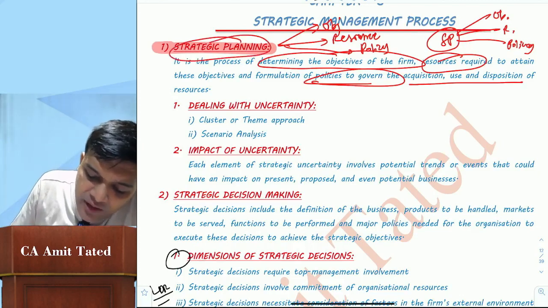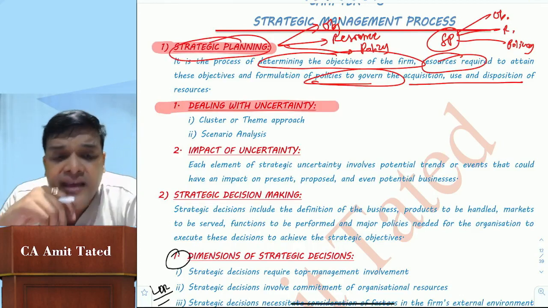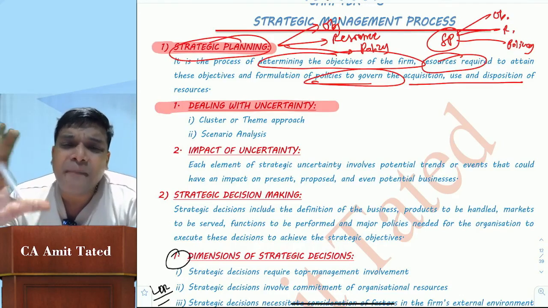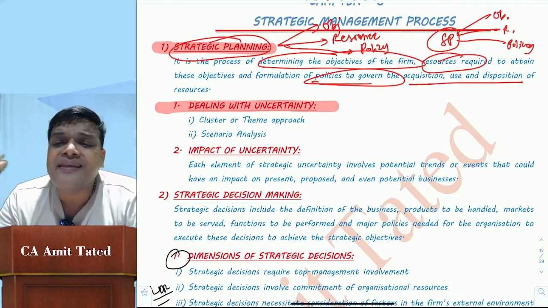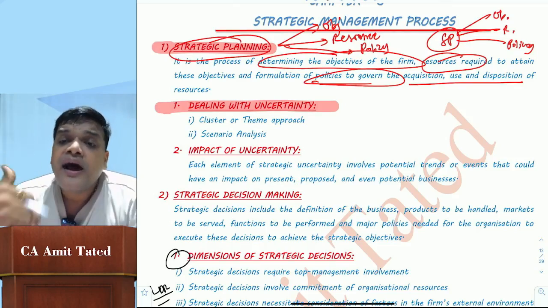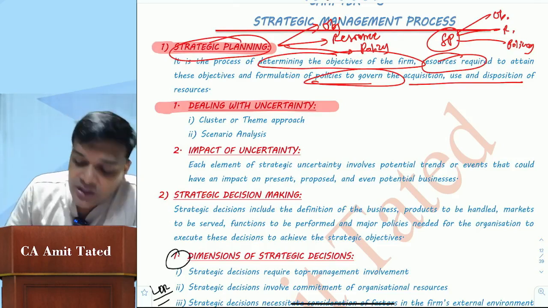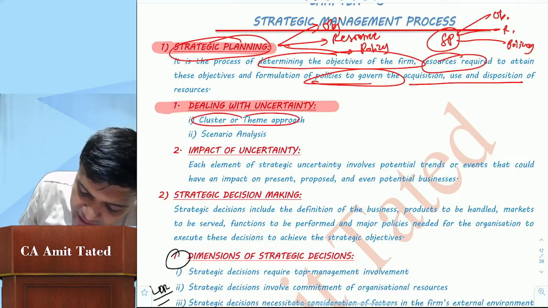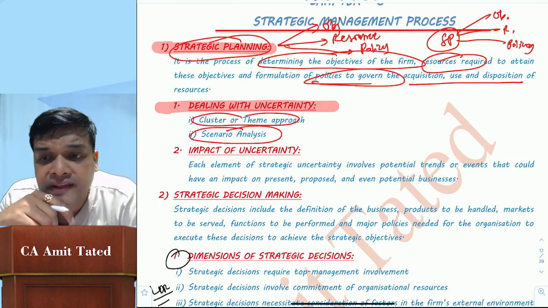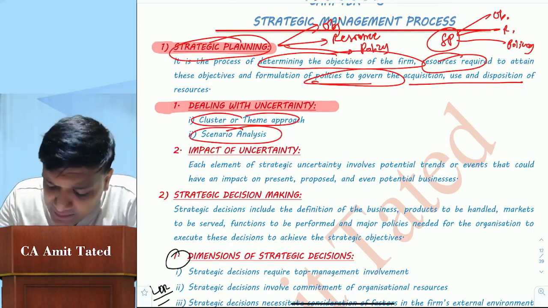Along with strategic planning, one concept is called dealing with uncertainty. Whenever we are doing the planning, is this planning certain or uncertain? It is uncertain. It is not certain. So here, how to deal with uncertainty? We have two approaches. One is called cluster approach and one is scenario analysis. Now, what is this cluster or theme approach?